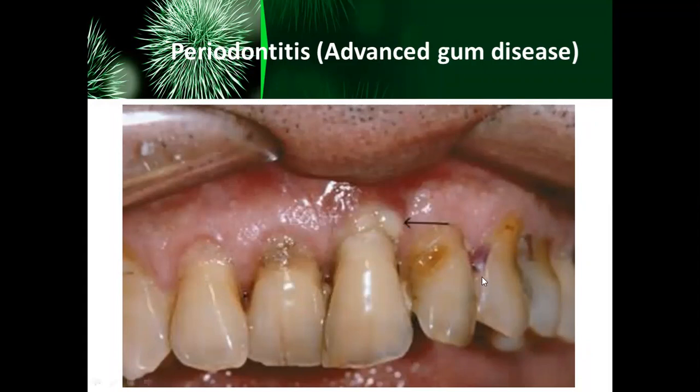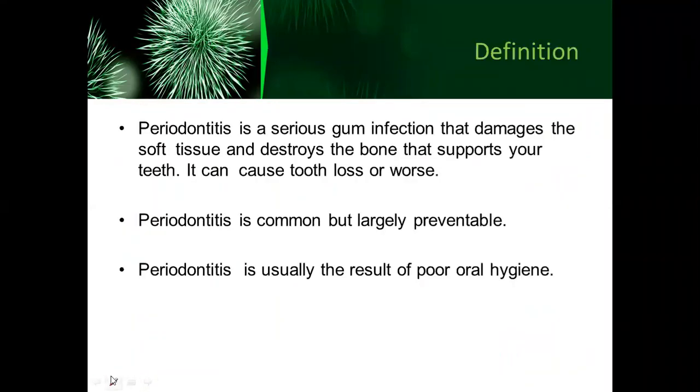So you can see it actually goes deeper. The gums are even eaten up. So what is periodontitis? It's a serious gum infection that damages the soft tissues and also destroys the bone that supports your teeth. So it can ultimately lead to the loss of teeth, or even worse.